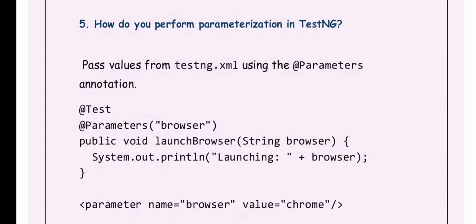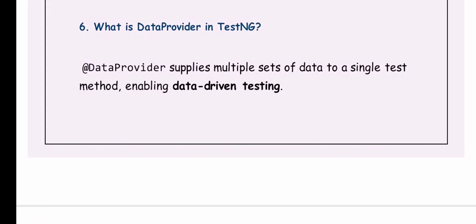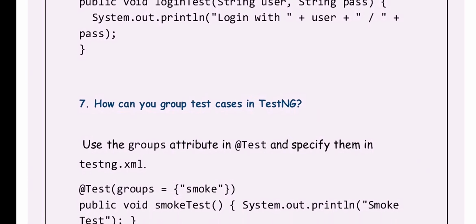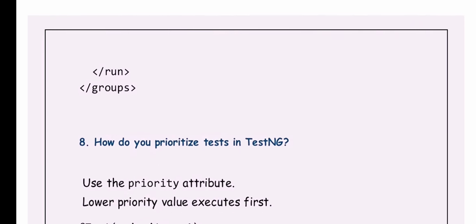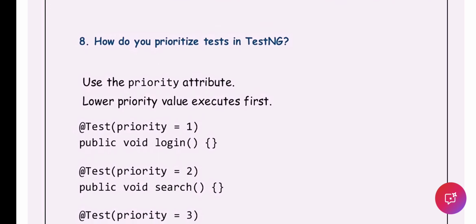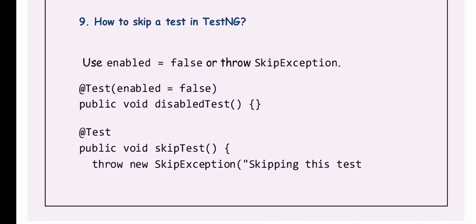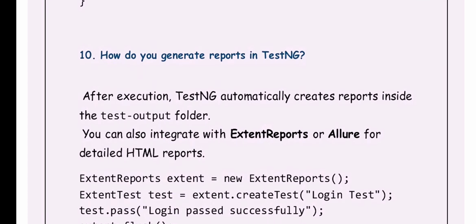How do you perform parameterization in TestNG? What is a data provider in TestNG? How can you group test cases in TestNG? How do you prioritize tests in TestNG? How to skip a test in TestNG? How do you generate reports in TestNG?